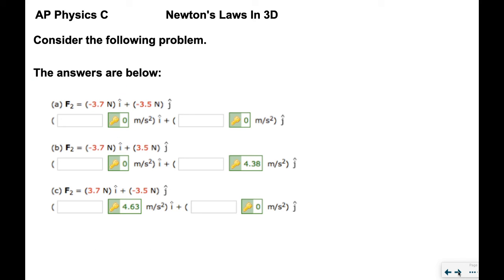So the third one is similar, only the x components don't cancel out. And we add those up and divide by the mass. The bottom line is, in IJK notation, finding the net force is really very easy.